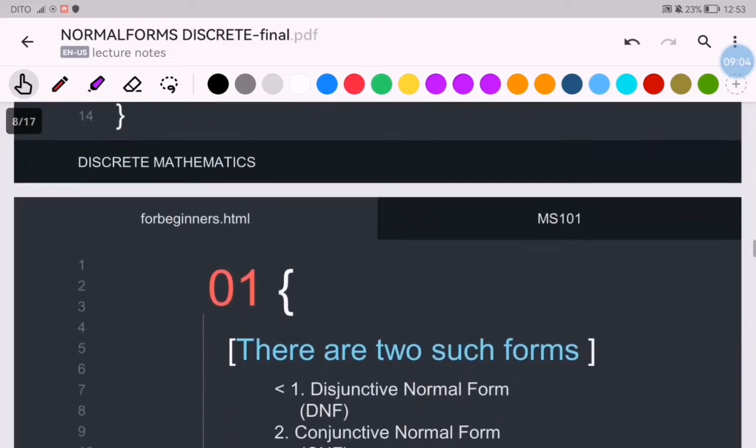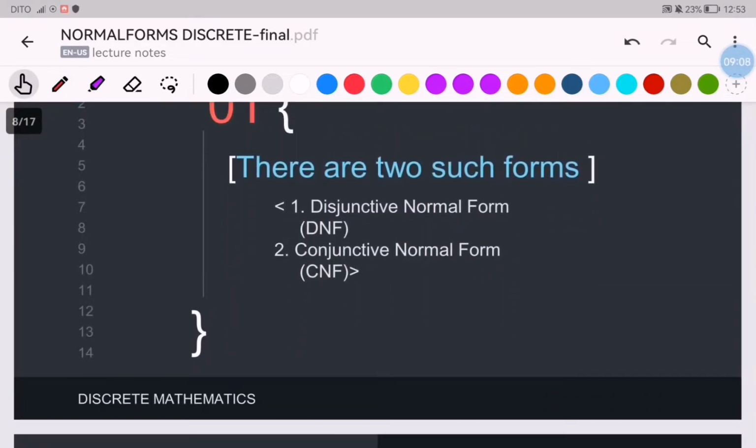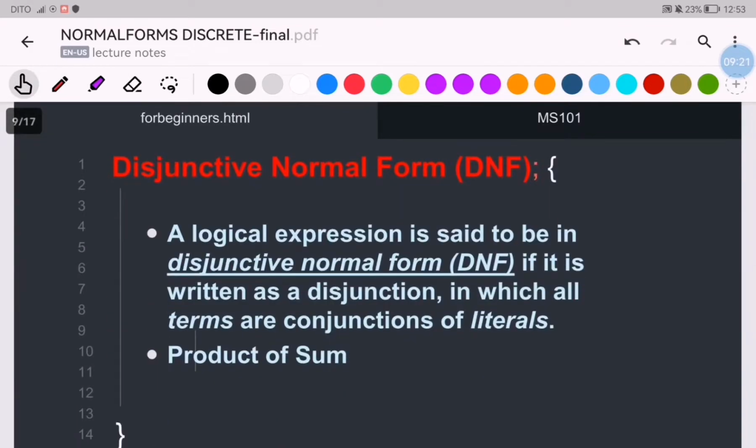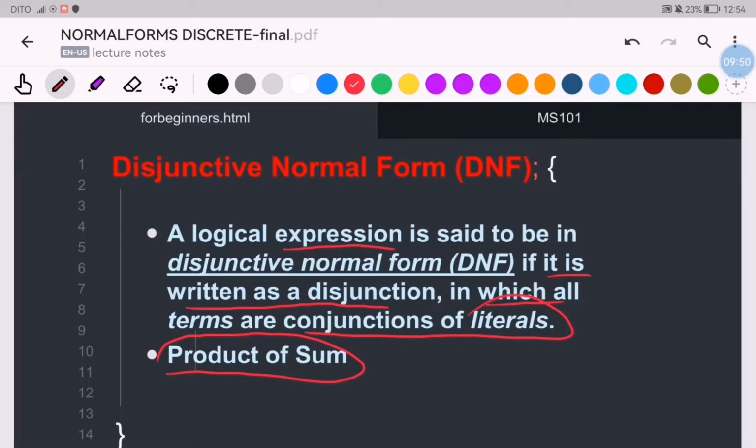So, one of them, there are two such forms. First is the disjunction form, or the DNF, and the conjunction form, or the CNF. So, ano ba yan sila? In disjunction form, or DNF, the logical expression is said to be DNF if it is written as disjunction of terms which are all conjunctions of literals. Meaning, si disjunction form is the product of sum. So, yan ang short term na explanation ni DNF.